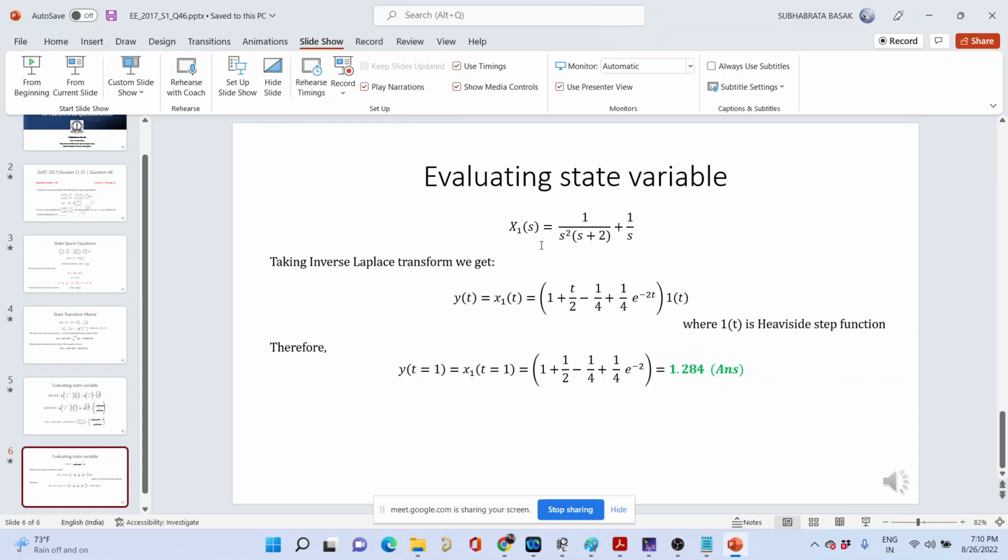So what I have done is I have taken the inverse Laplace transform of this. So we get 1 plus t by 2 minus 1 by 4 plus 1 by 4 e to the power minus 2t into 1(t). So this 1(t) is called a Heaviside step function. The step function that you generally see in your books is actually represented by u(t). So u(t) in control literature is actually the input variable. Actually the Heaviside step function is represented by this 1 of t. Okay, so the next step is just to put t equal to 1 and find the answer. The answer would be 1.284.